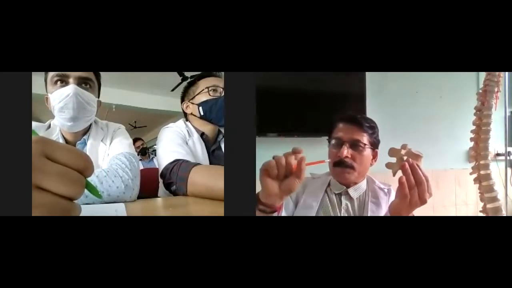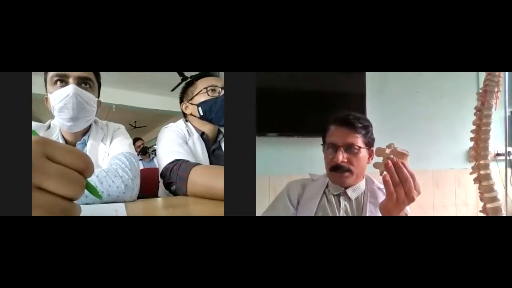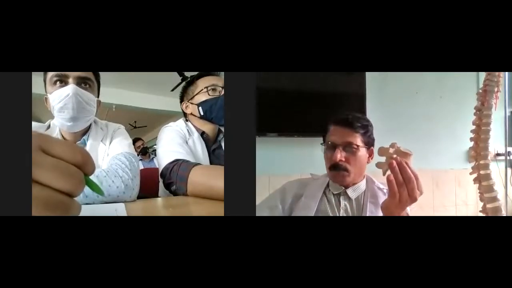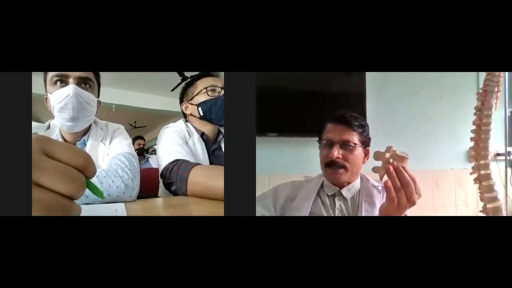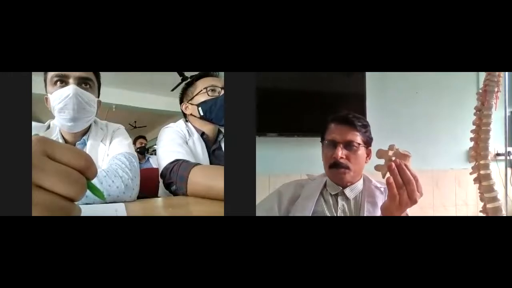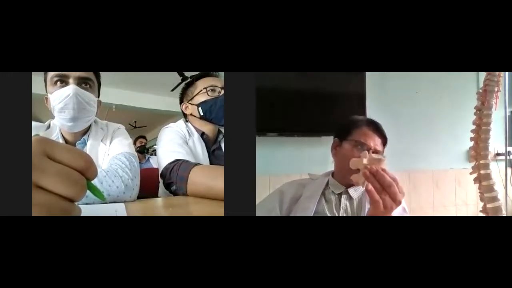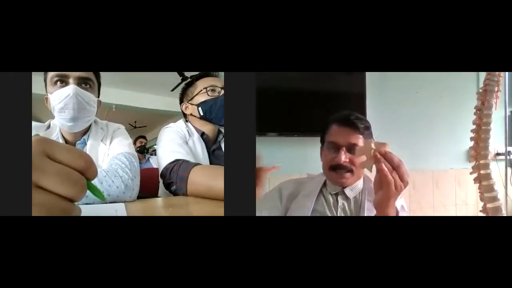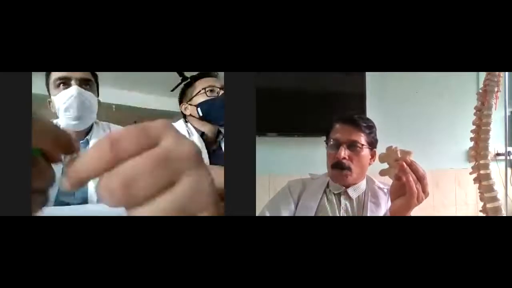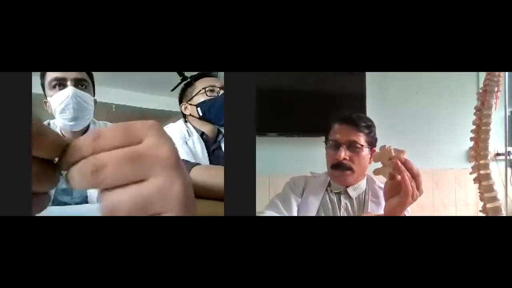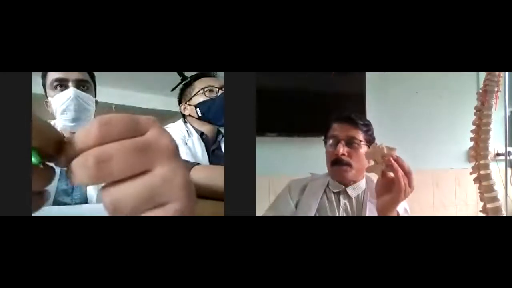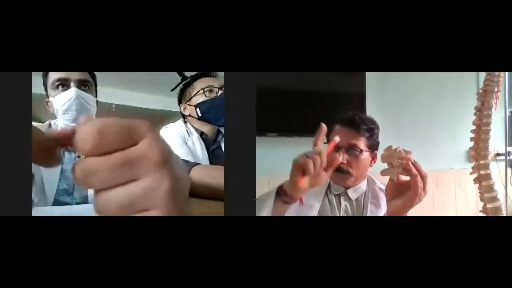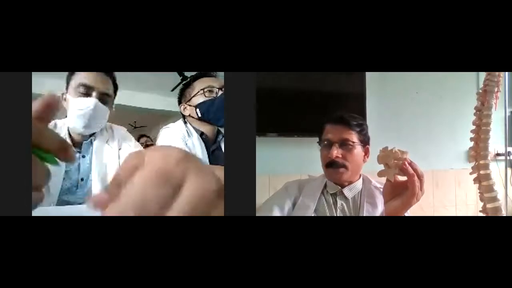Inside we have the nucleus pulposus, which is a semi-solid substance consisting of more than 70% water, proteoglycans, and proteolytic enzymes. This is also a type of joint. It also maintains the height of the vertebral column. One-third to one-fourth of the vertebral column height is maintained by the disc.